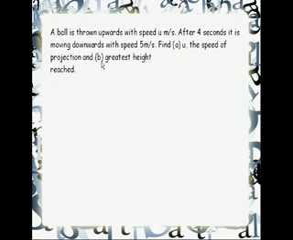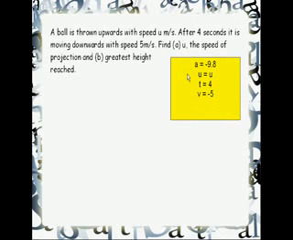Okay, we're going to look at another example now. A ball is thrown upwards with speed U meters per second, and after 4 seconds it is moving downwards with a speed of 5 meters per second. Find part A, U, the initial speed or the speed of projection, and B, the greatest height reached by the ball.